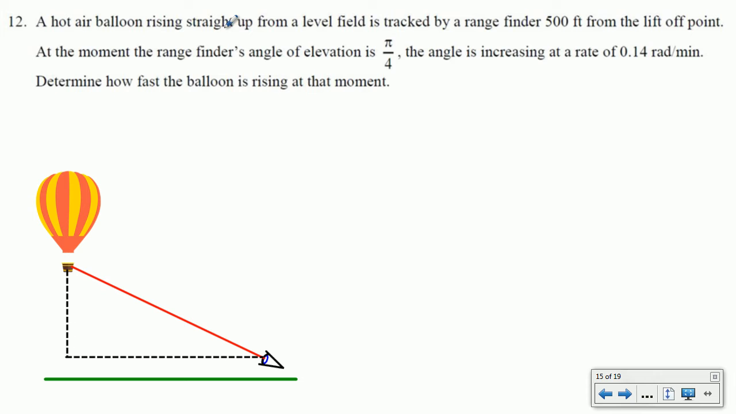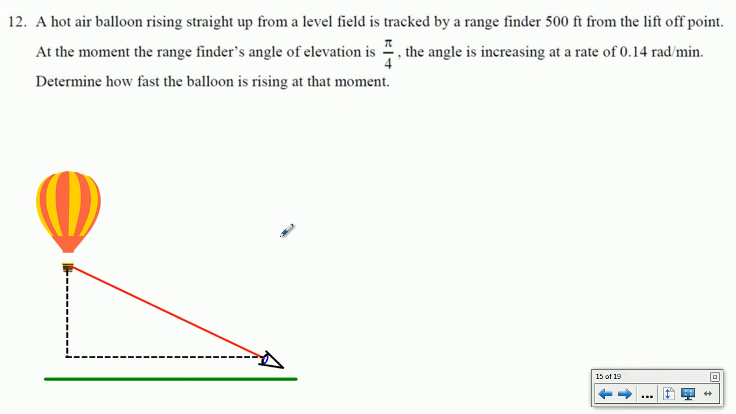A hot air balloon rising straight up from a level field is tracked by a rangefinder 500 feet from the liftoff point. At the moment the rangefinder's angle of elevation is pi over 4. The angle is increasing at a rate of 0.14 rads per minute. Determine how fast the balloon is rising at that moment.